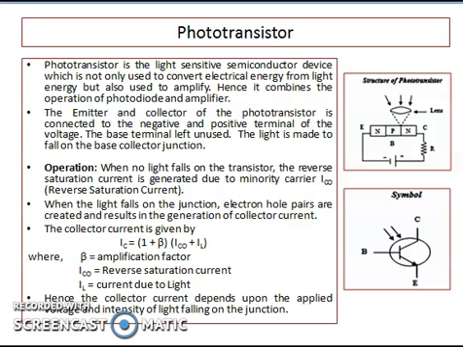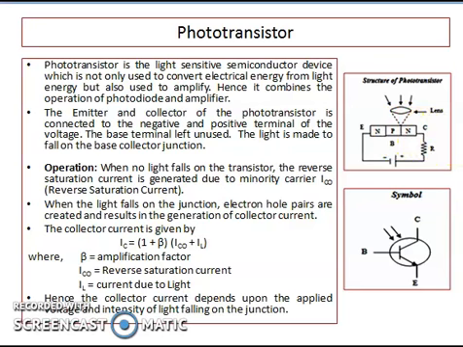The emitter and collector of the phototransistor are connected to the negative and positive terminals of the voltage. The base terminal is left unused and the light is made to fall on the base-collector junction. Then we can find from the structure of the phototransistor that the light is made to fall on the PN junction here.